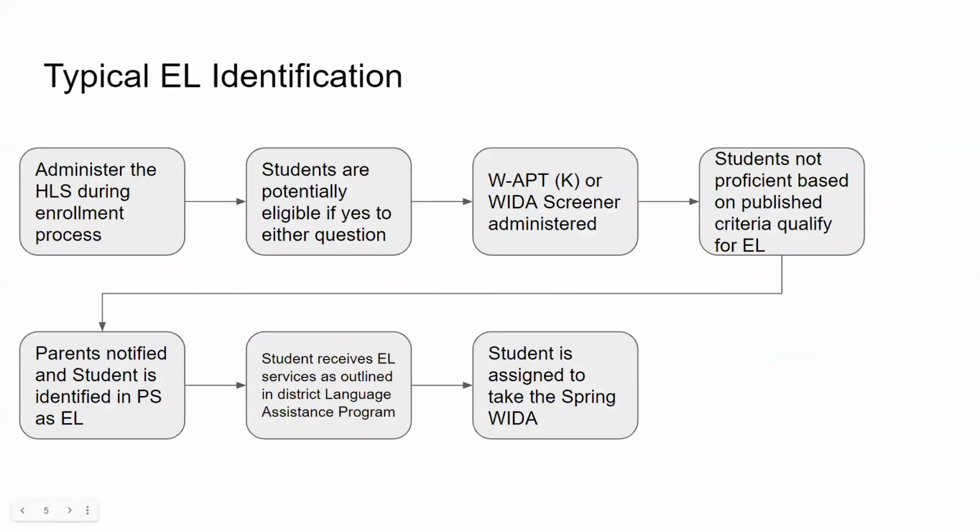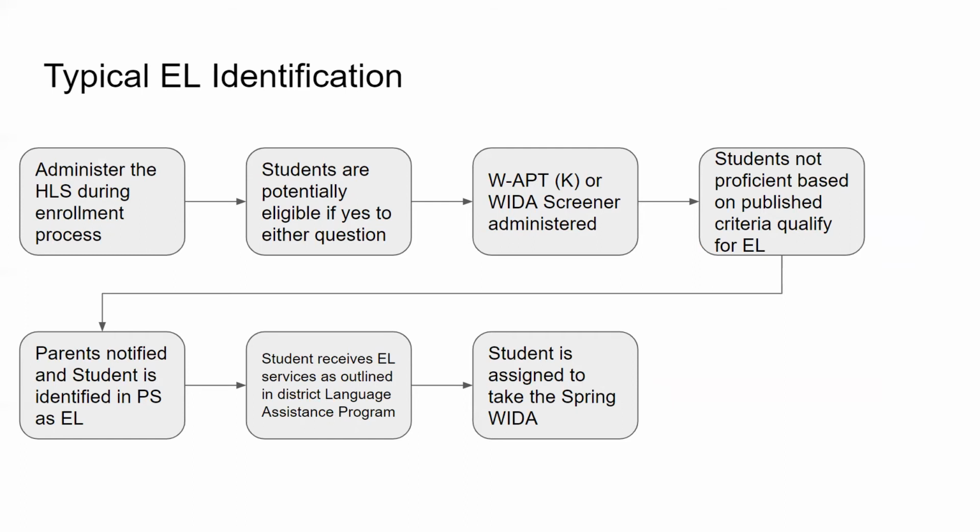This graphic shows a typical English learner identification process. First, the office administers the home language survey during the enrollment process. Students are then potentially eligible if they answer yes to either question on the home language survey. The WAPT for kindergartners or the WIDA screener for all the rest of the grades is then administered. And students that are not proficient based on the criteria qualify for EL.